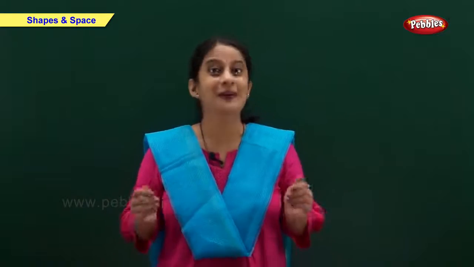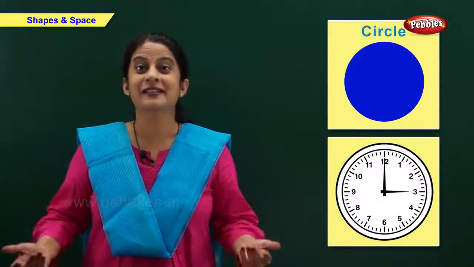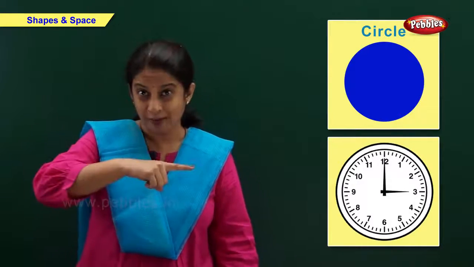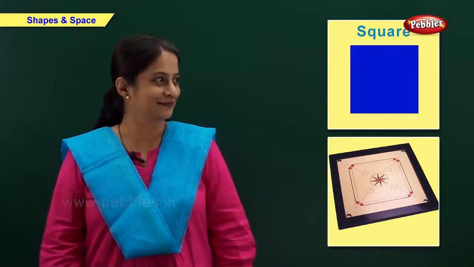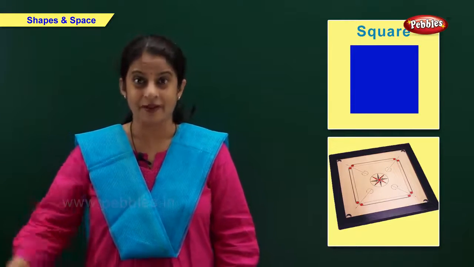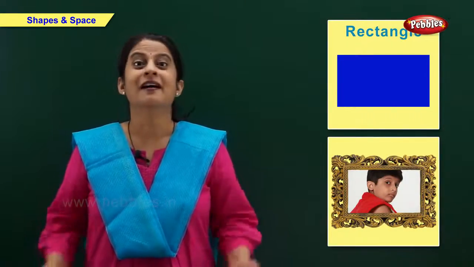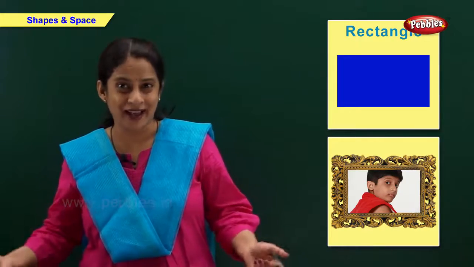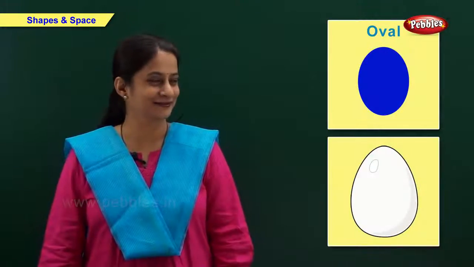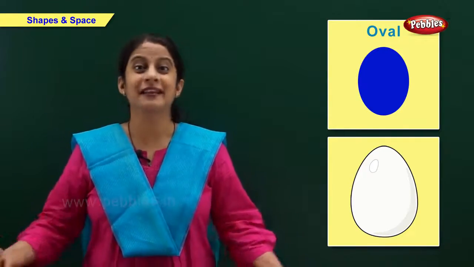Now I'm going to show you some examples of shapes. Circle. The shape of this clock is like a circle. Square. The shape of this carom board is like a square. Rectangle. The shape of this photo frame is like a rectangle. Oval. The shape of this egg is like an oval.